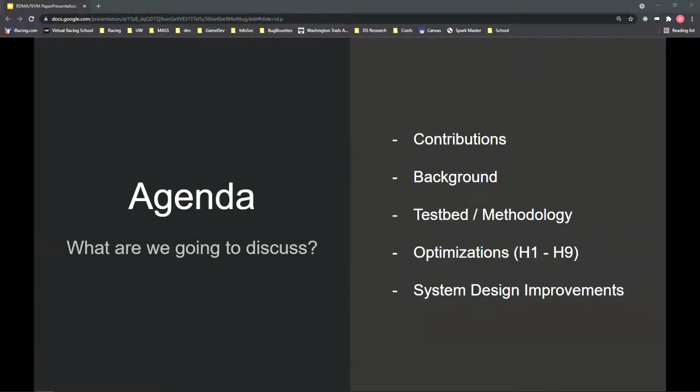First, just kind of go over the agenda. We'll talk briefly about the contributions the authors claim the paper is making. I'll then go over a bit of background from the paper and talk about the authors' testbed methodology before jumping into each of the optimization hints and ending with the benchmarks from applying the optimizations to the DRTM plus H and Octopus systems.